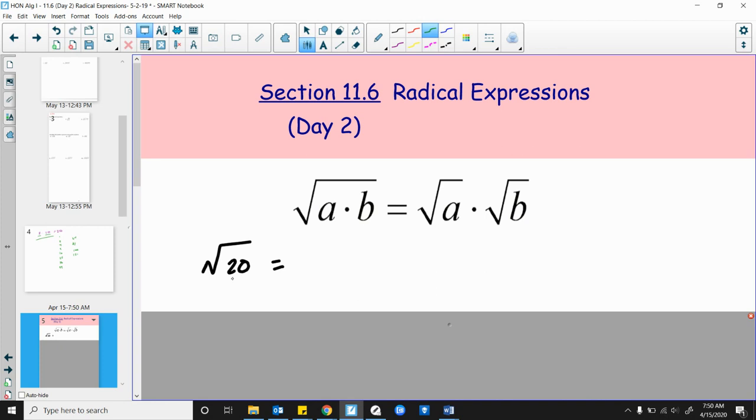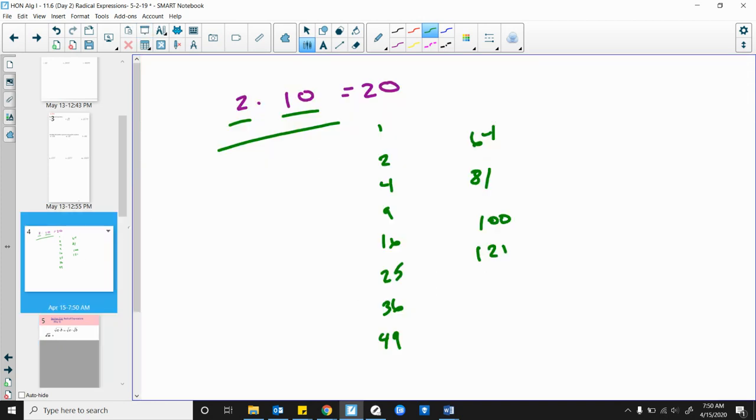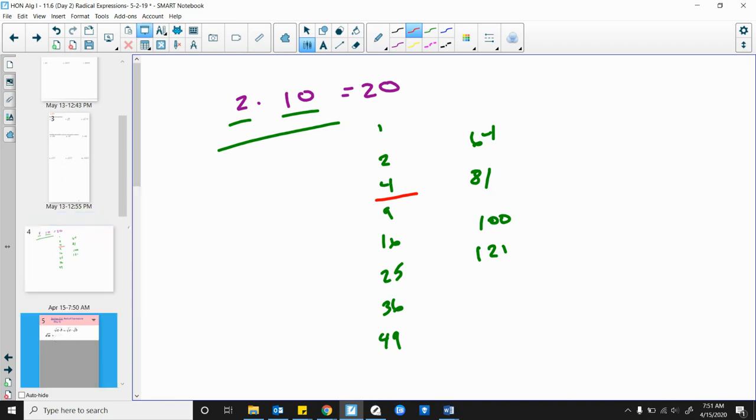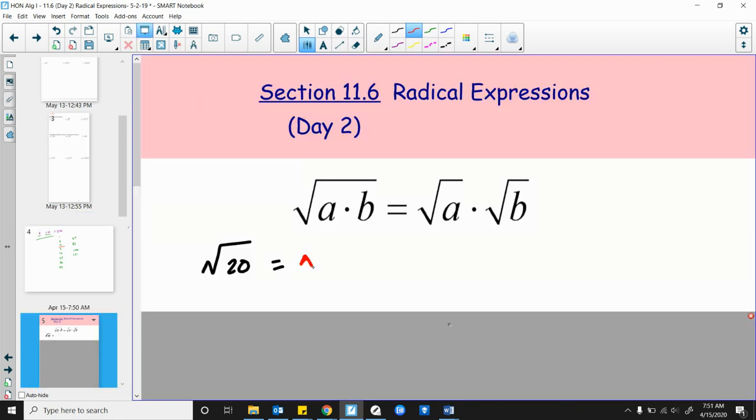Does anyone think of anything else that would multiply to get me 20 that would work with the perfect square? I hope you're noticing that 4 is a factor and we can use 4. Because the square root of 20 can be the same as the square root of 5 times 4, and then I'm going to have the square root of 5 times the square root of 4.